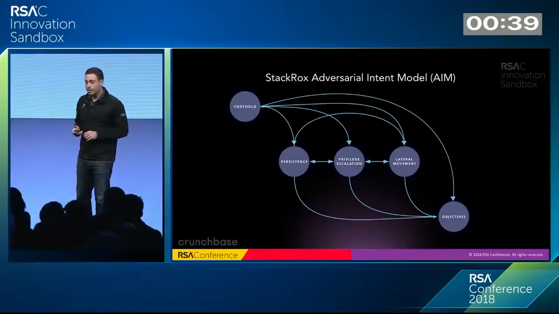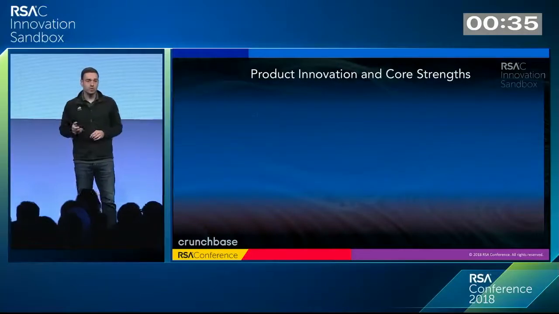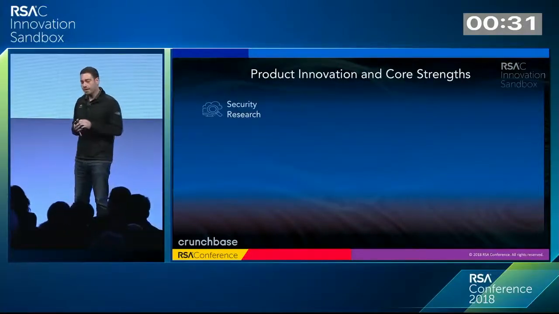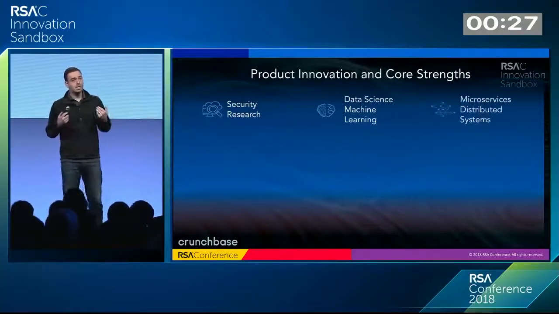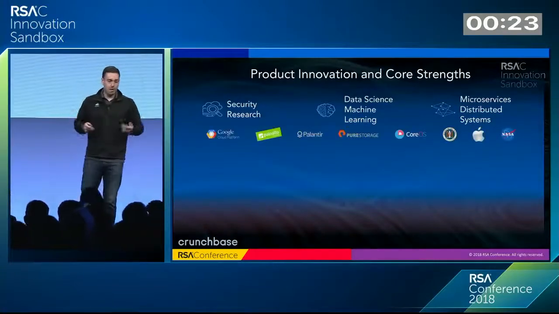Now, to do this, we had to put together a whole new team. This is why we don't really focus on just the executive team. We had to put together the best security researchers. We had to put together great data scientists and machine learning experts. And we had to bring in disciplines that understood distributed systems and microservices from a lot of prominent companies.